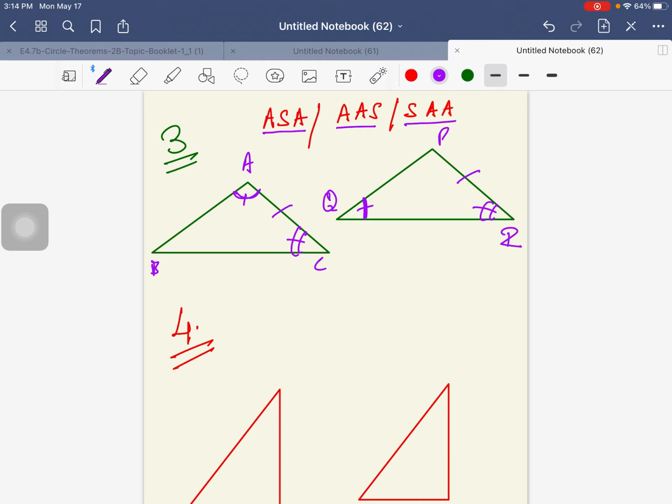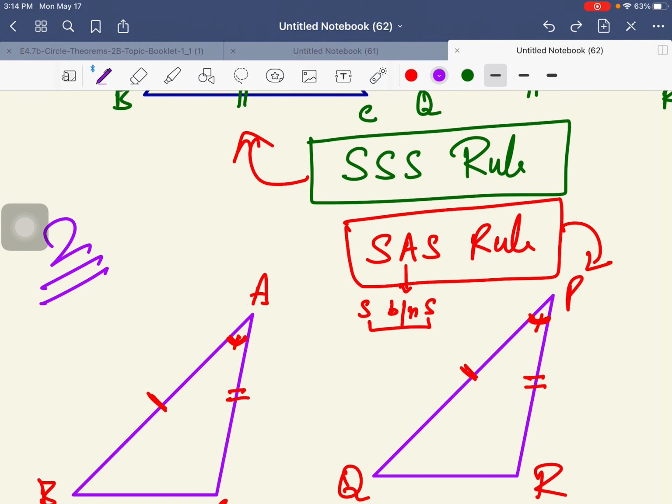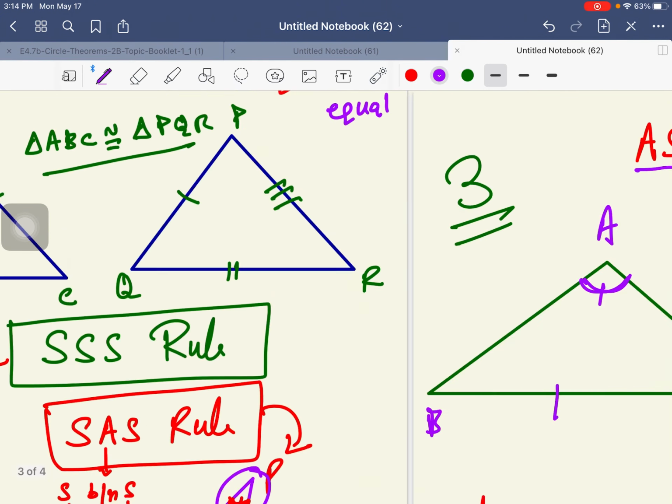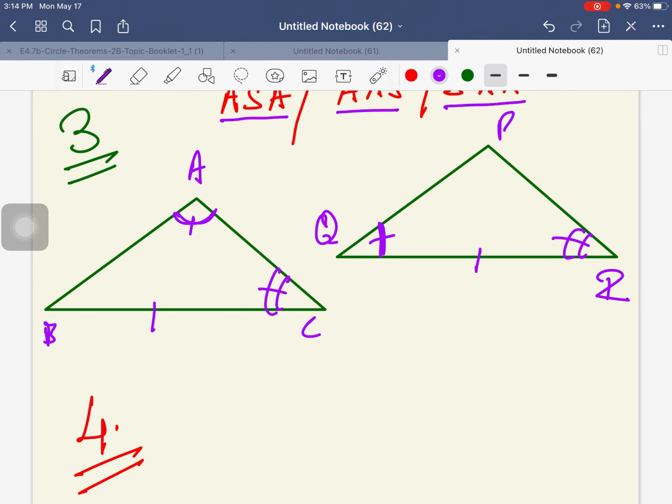We can take it also, but we can take other sides equal also, this BC and QR. So it doesn't matter, the side should be between the equal angle. It can be any side. So it's a bit different from SAS. In SAS rule, the angle which we take equal should be between equal sides. But here it doesn't matter. We can take any side. So we can take BC equal to QR. We can prove BA is equal to PQ, whatever.